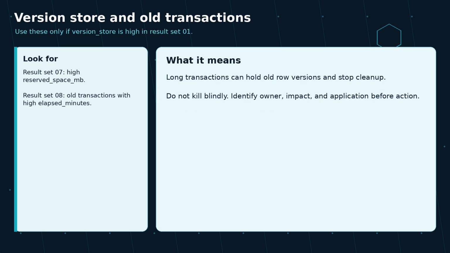The version store result shows whether row versions are consuming meaningful TempDB space. The old transactions result shows transactions that have remained open for a long time. High version store usage combined with an old transaction can indicate that cleanup is being held back. In this lab, version store usage should be low because the demonstration uses a temporary table. In production, investigate the application and owner before ending any transaction because rollback can be disruptive and may take time.